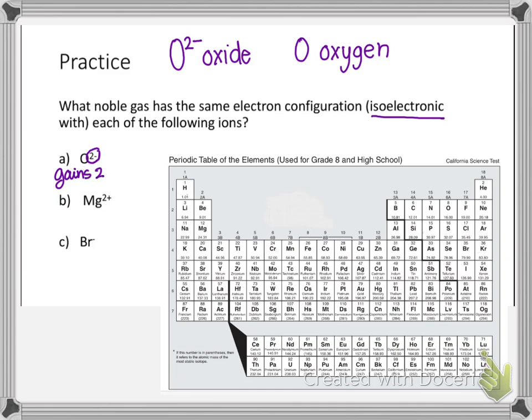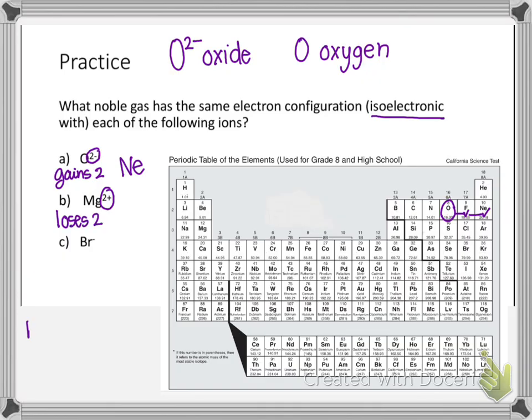So if here is oxygen and it gains 1, 2, then it would have the same electron configuration as neon. Now it is not neon because the identity of the atom is determined by the number of protons. That's not changing. It is oxygen that has gained 2 electrons, so it's called oxide. Now, magnesium is right here. It has a 2 plus, which means it loses 2 electrons.